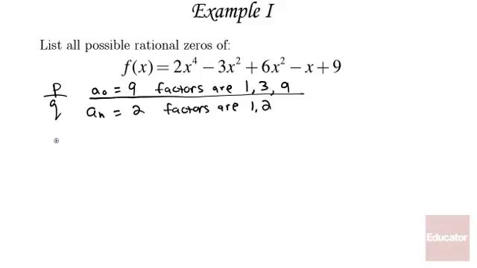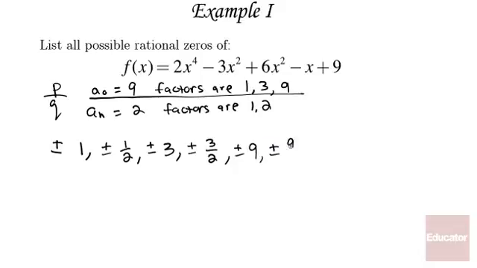So possible rational zeros are plus or minus 1 over 1. So I'm just going to simplify that to 1 right away. Or plus or minus 1/2. Next, plus or minus 3 over 1, which is just 3. Plus or minus 3 over 2. Next, plus or minus 9 over 1, which gives me 9. Plus or minus 9 over 2.